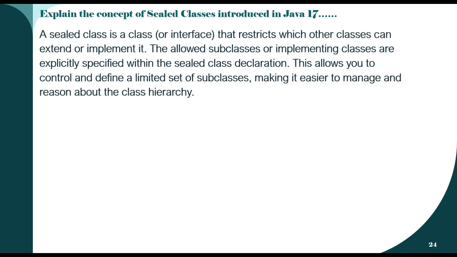When we talk about sealed classes, it is when you have a class or an interface that restricts which other classes can implement or extend it. Earlier there was no way to restrict it; subclasses were allowed to extend or implement the classes freely. Now we have precise control, and only a limited set of subclasses will be able to extend it, so the hierarchy can be easily managed and maintained.